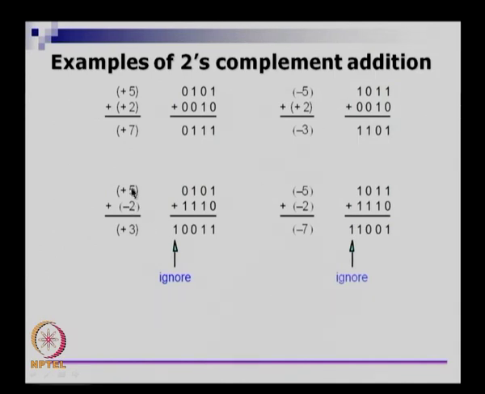We ignore it. If you want to do 5 plus minus 2, so this is not subtraction of 2 from 5, we are adding minus 2 to 5. So, plus 5 is 0101, minus 2 is 1110, you add these two together, there is a carry that is generated, you ignore the carry. So, the result is 0011 or 3. The same thing with minus 5 and minus 2.